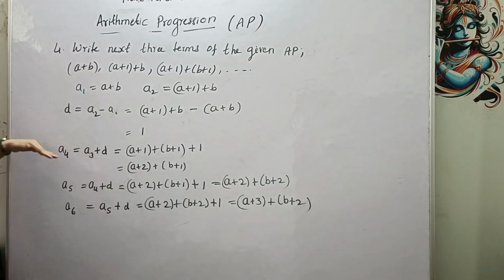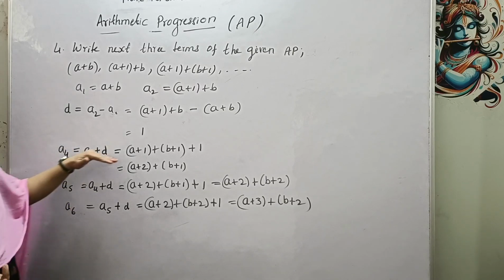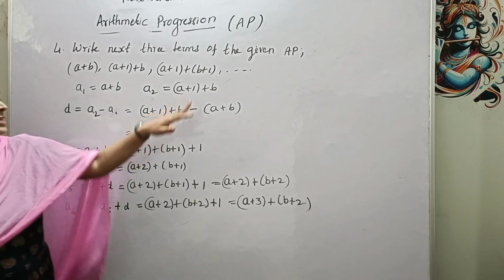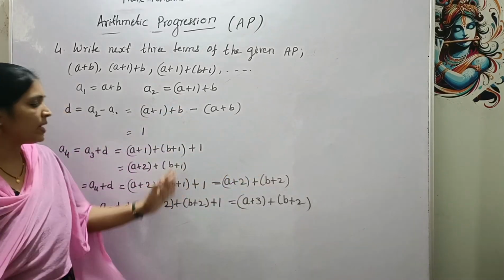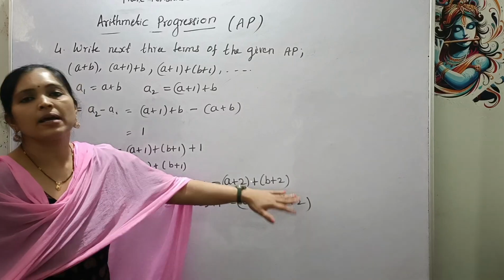That is the 3rd term, 4th term, 5th term, 6th term. We have found the next 3 terms, right? So that is a plus 2 plus b plus 1. Next is a plus 2 plus b plus 2. Next a plus 3 plus b plus 2.